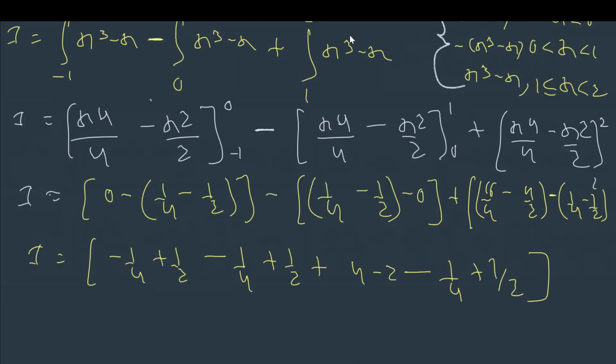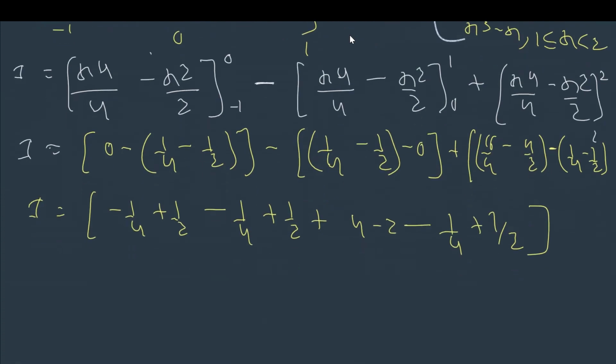So let's see, nothing is getting cancelled. As I can see, they all have the same sign, so I need to add them. If I see that this is 1 by 4, 1 by 4, 1 by 4, so it's going to be minus 3 by 4. This is 1 by 2 plus 1 by 2 plus 1 by 2, is what? 3 by 2.